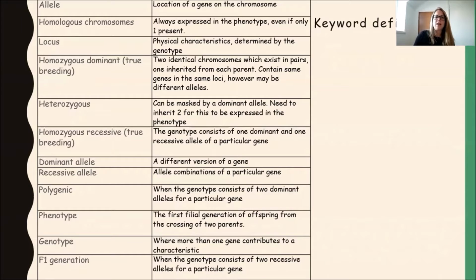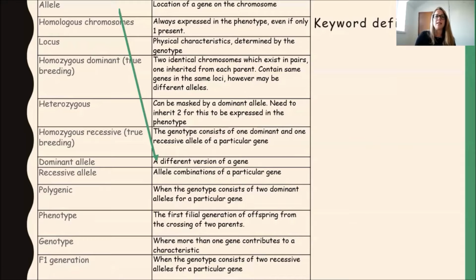So let's go through the keywords that we've got here and match them up to the definitions. So the first one we're going to do is allele. So allele, we can see, is a different version of a gene. So there are genes that code for our characteristics, and the alleles are the different versions of them. So for example, our hair colour. We have a gene that controls our hair colour, but there are many different versions of that gene. So for example, blonde hair or brown hair. Those are the different versions of the gene.